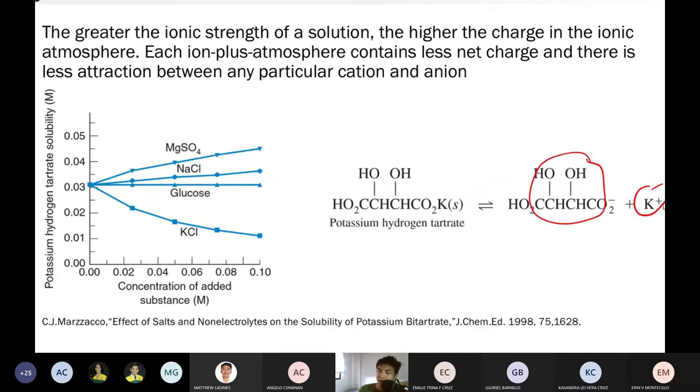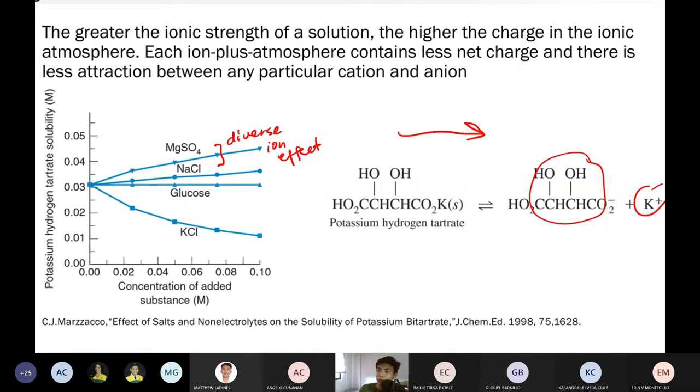As a result, di na sila magsasama ulit. So that means more ions will be produced, no? The equilibrium will be shifted to the right, no? So yun yung reason for magnesium sulfate and sodium chloride. They are bound by diverse ion effect. That's why they increase the solubility of our precipitate.